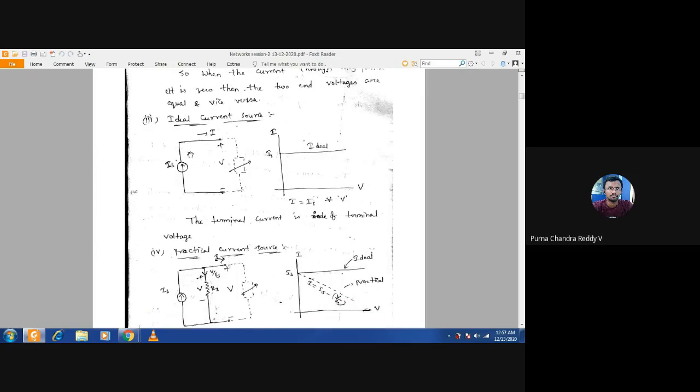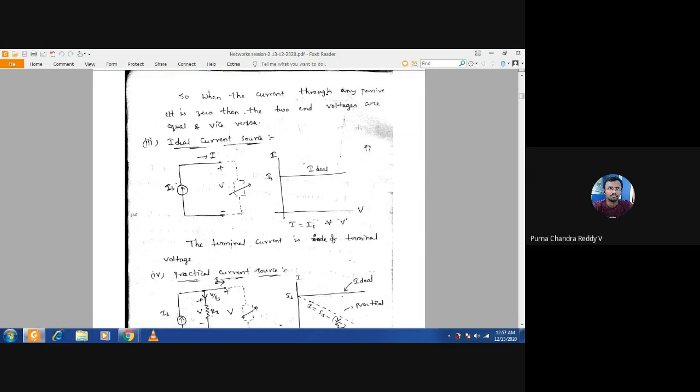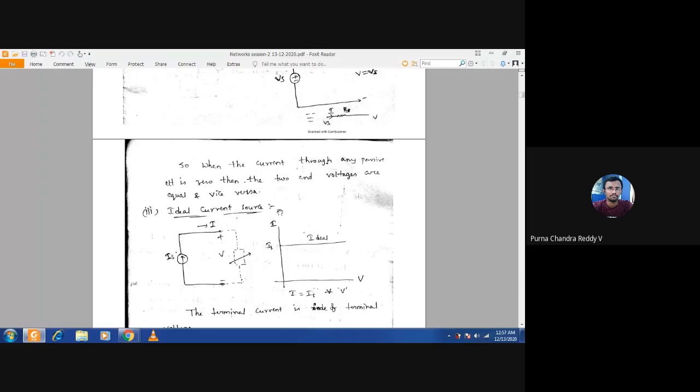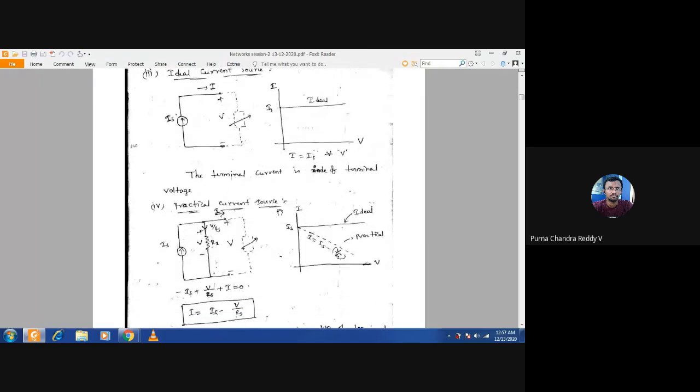Why? Because whatever voltage you apply, the current flowing through this load is nothing but the input current. That is why we are saying the terminal current is independent of the terminal voltage. There is no change here, whatever voltage you apply, the current remains the same. In that way, the terminal current I, or you can say IL, is independent of the terminal voltage V. This is about the ideal current source.